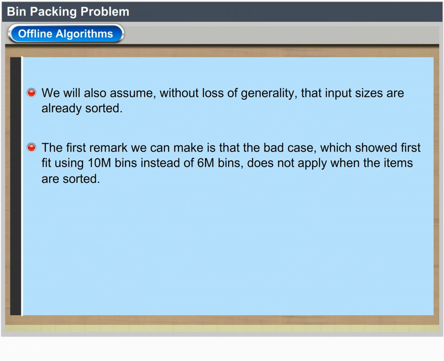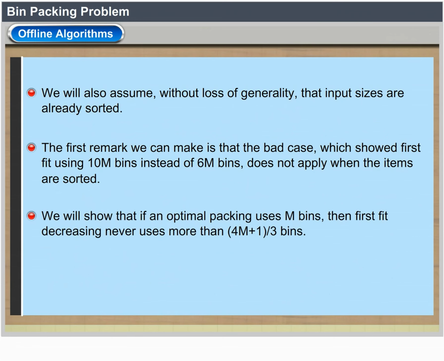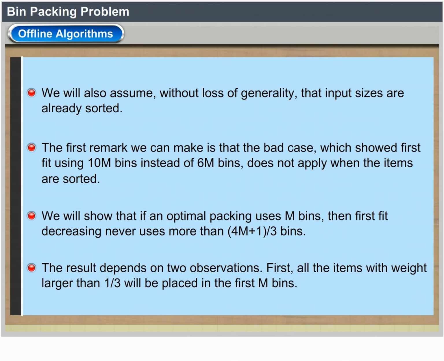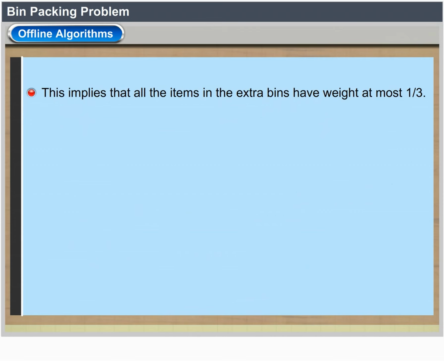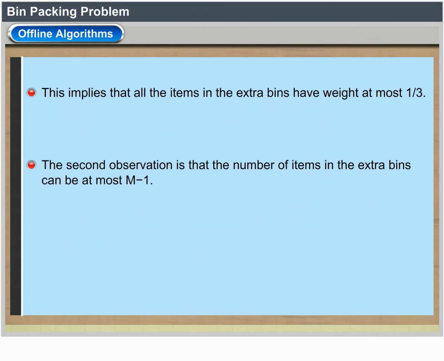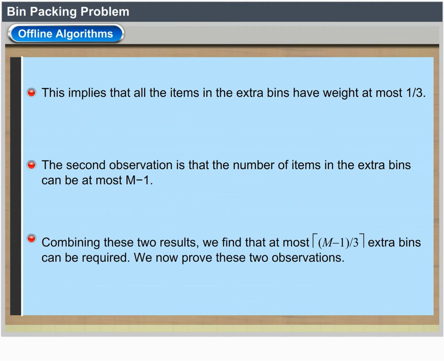We will show that if an optimal packing uses m bins, then first fit decreasing never uses more than 4m plus 1 by 3 bins. The result depends on two observations. First, all the items with weight larger than 1 by 3 will be placed in the first m bins. This implies that all the items in the extra bins have weight at most 1 by 3. The second observation is that the number of items in the extra bins can be at most m minus 1. Combining these two results, we find that at most ceiling of m minus 1 by 3 extra bins can be required. We now prove these two observations.